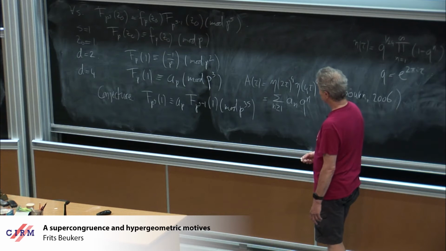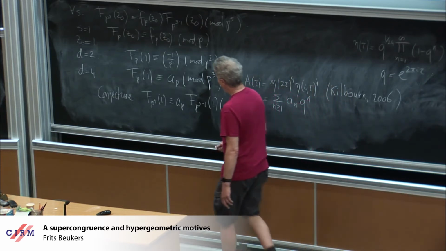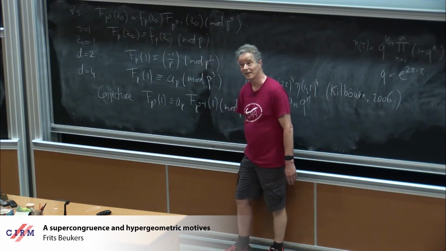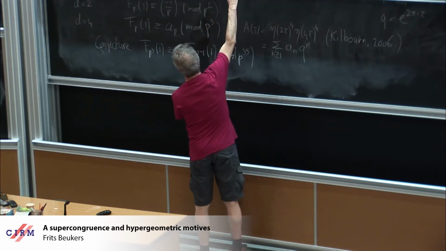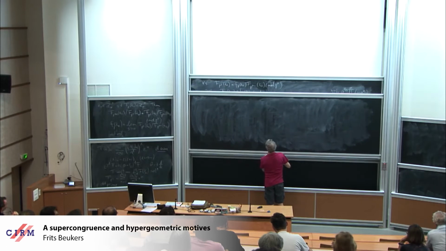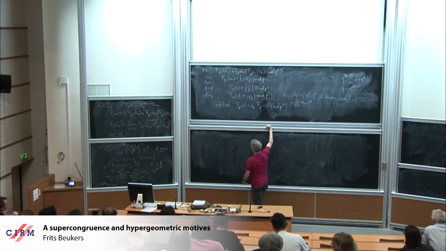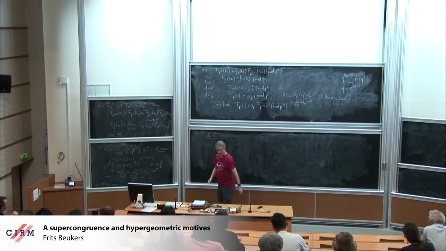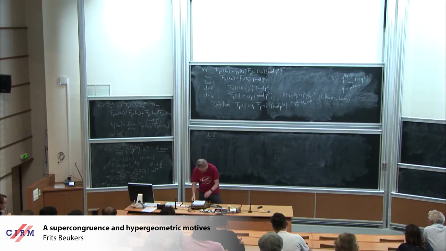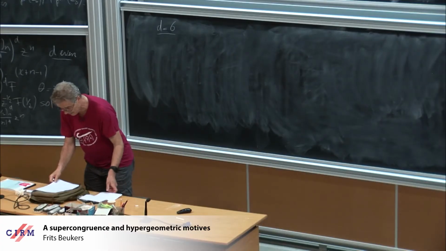Okay, so this was the case d is 2 and d is 4. Let's continue to d is 6, and we can spend the whole afternoon. So let's do d is 6. There we have another congruence, which is the following.